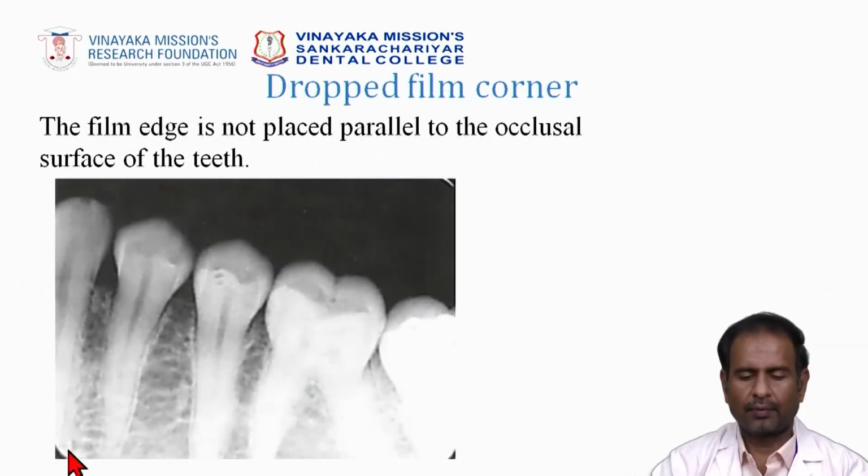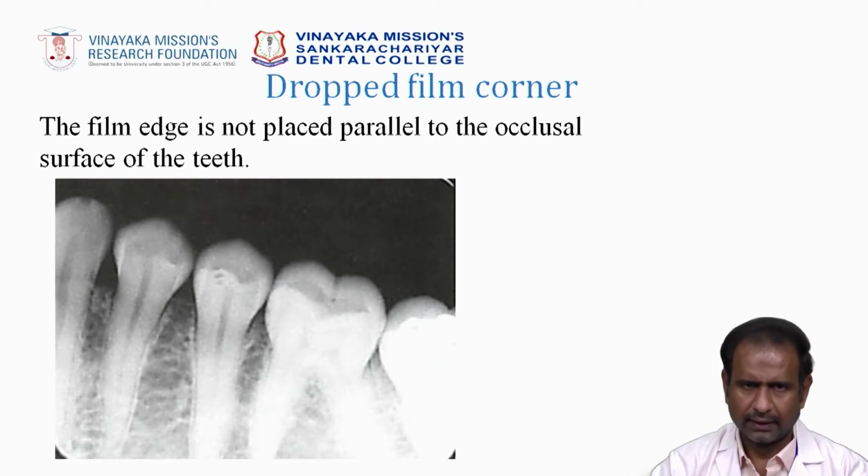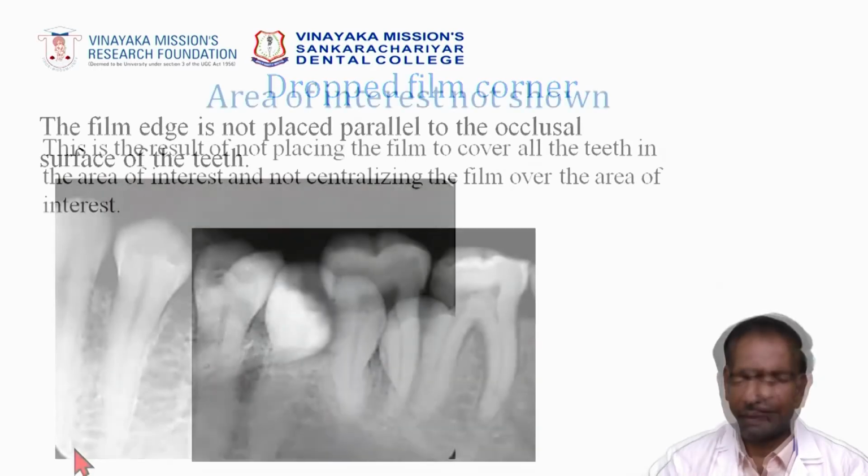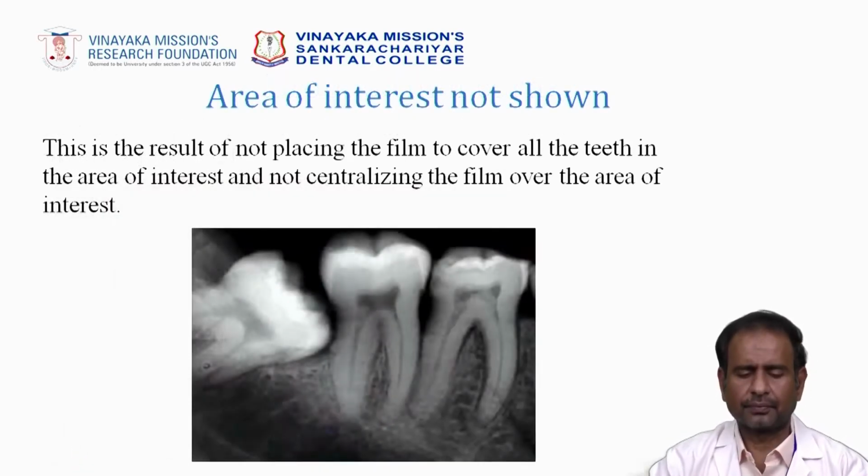The next one is the dropped film corner. The film edge is not placed parallel to the occlusal surface of the teeth. This is very important: always place the film parallel to the occlusal surface. Sometimes it is not parallel, and the film corner is dropped. The area of interest is not shown. This is the result of a placement error.